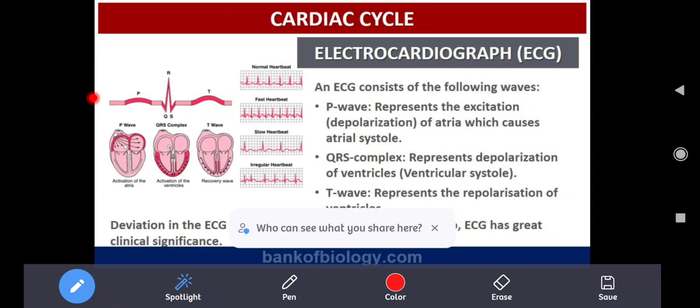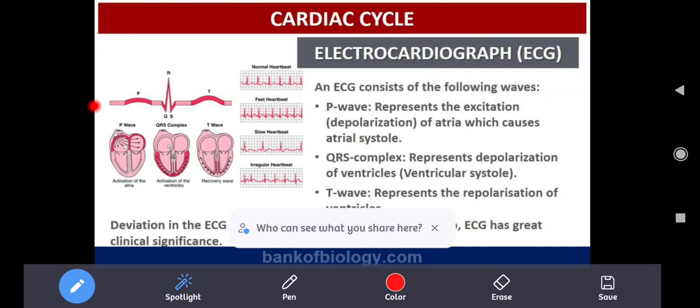See, look at the picture. The P wave is normal. It is not a peak, and it is not going down. It is a normal P wave. Then the QRS complex.